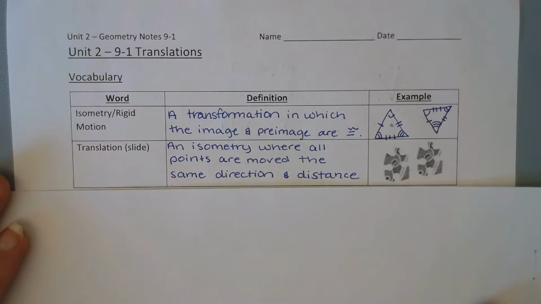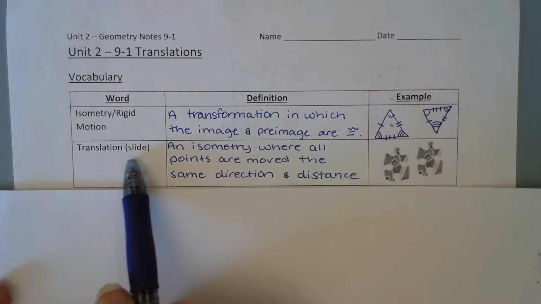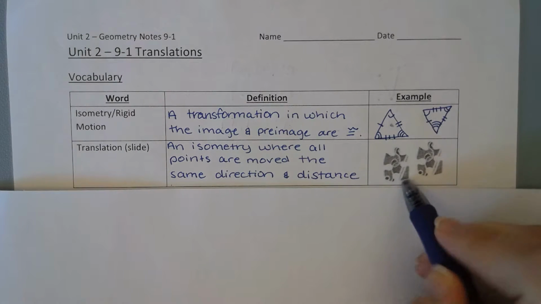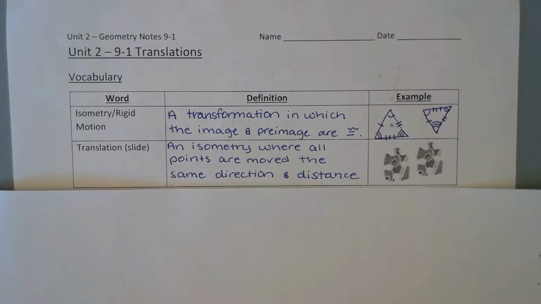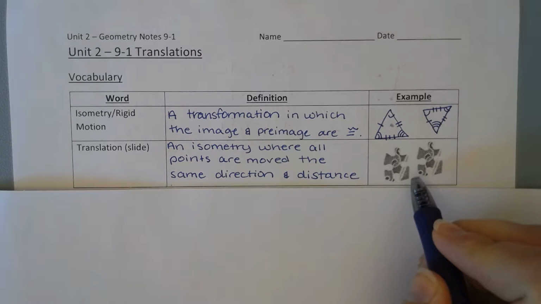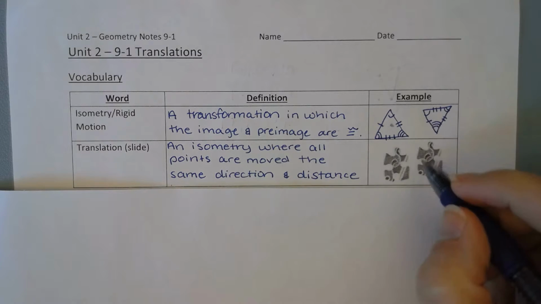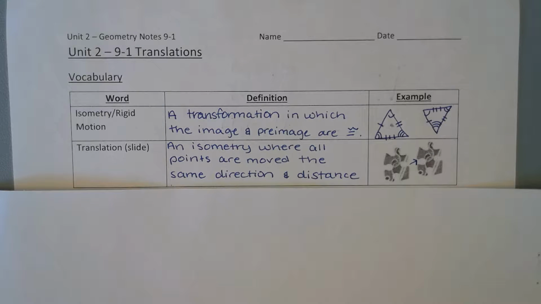Then we have translation or slide, and that's our big word for today. A translation is an isometry where all points are moved the same direction and distance. All the points, which means when I move all the points in the same way, the shape does not change its size, it just shows up in a new location. So you see this puzzle piece here is a good description of what's happening here. This is the same puzzle piece. Same size, same design, same everything. The only difference is that they moved it to a new location.